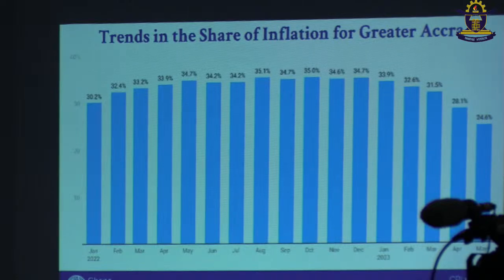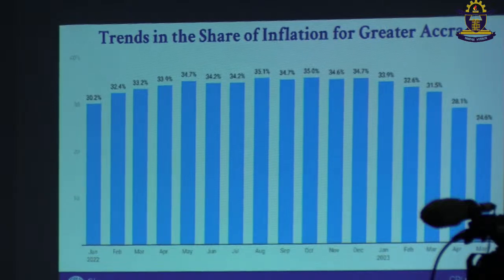We look at the shares of the Greater Accra region to overall inflation, and we are focusing on Greater Accra region given the highest weight that it brings in computing the consumer price index and rate of inflation. In the last 17 months, we are seeing the lowest contribution from Greater Accra, specifically 24.6%.